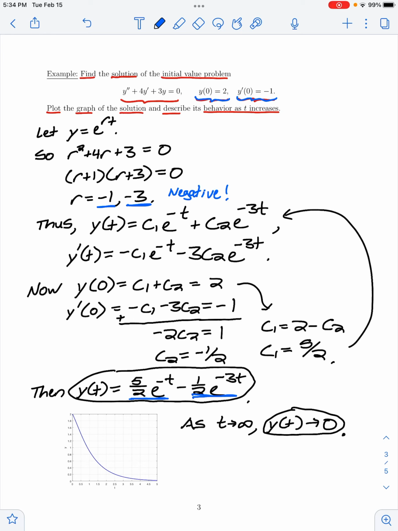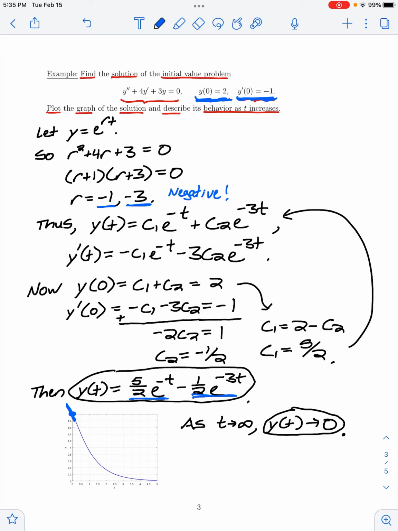So here in the notes I give a graph of my solution. We see that at time 0, our function takes a value of 2, so it agrees with our first initial condition. y of 0 has to be 2. And the slope of the tangent line to this curve at that point does appear to be negative 1, the value given by our second initial condition.